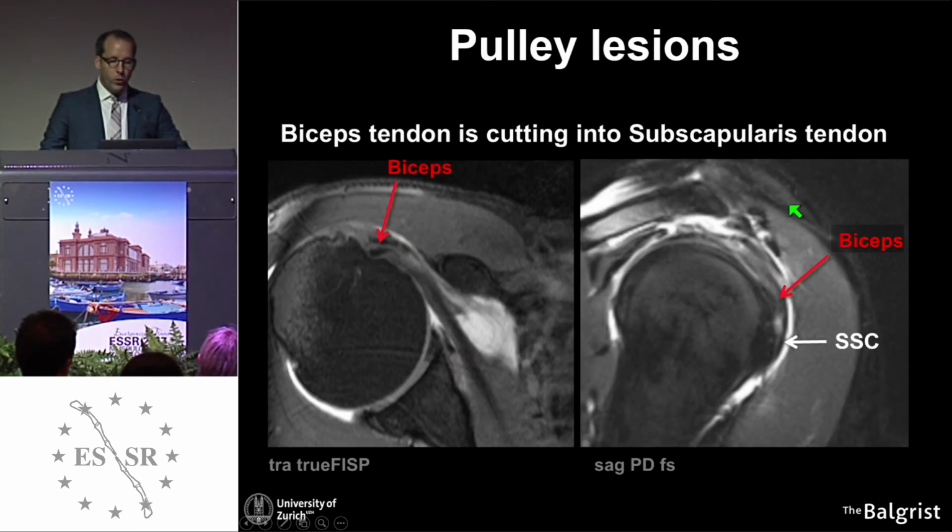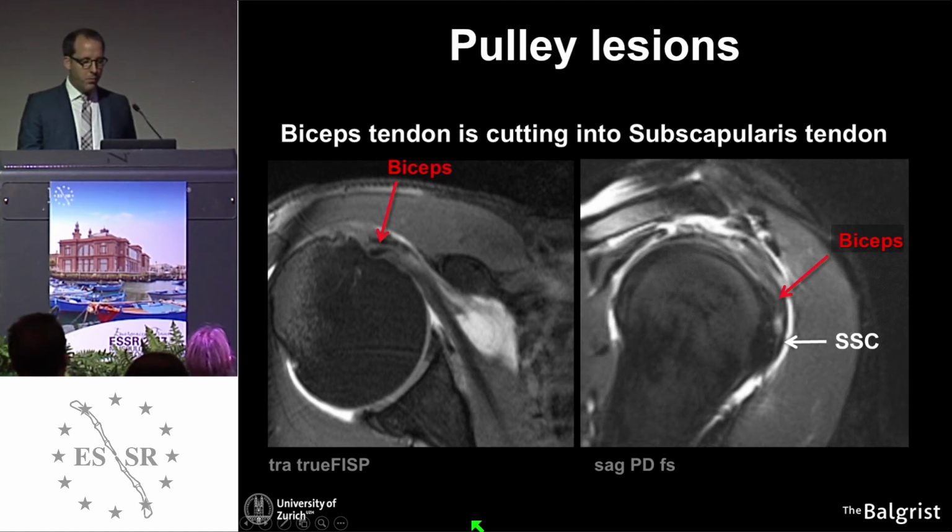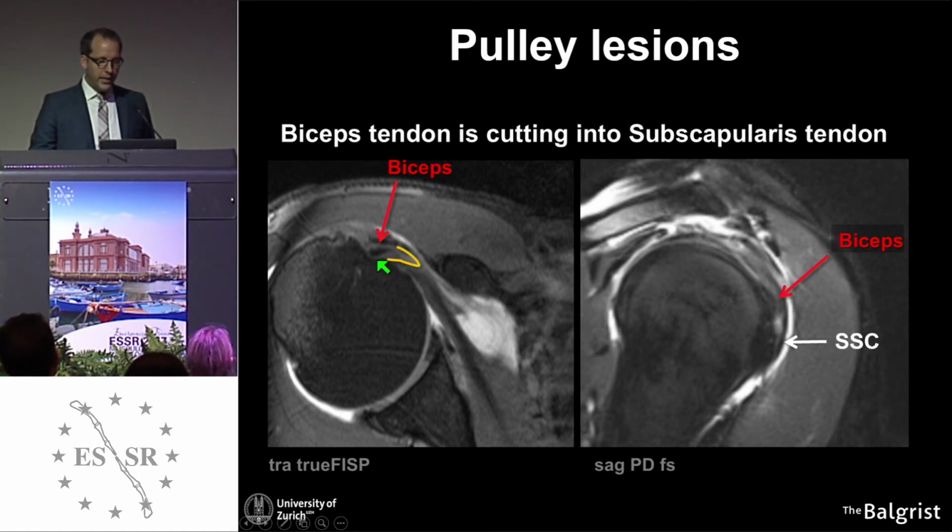Now let's go on to the pulley lesions. In this case, the biceps tendon is cutting into the subscapularis tendon. You can see it like a knife cutting into a piece of bread or meat, maybe. You can see that the biceps tendon is cutting into the upper and medial border of the subscapularis tendon. And this can also be appreciated in the sagittal sequence here.